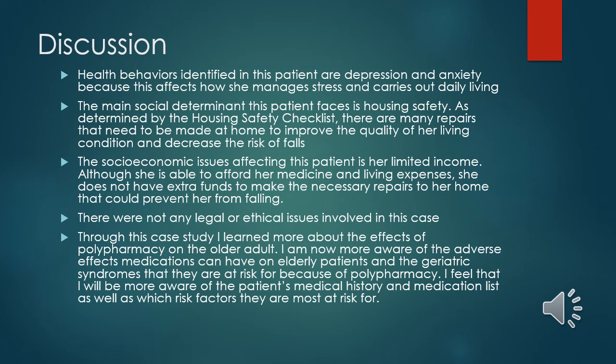Discussion. Health behaviors identified in this patient are depression and anxiety, because this affects how she manages stress and carries out daily living. The main social determinant this patient faces is housing safety. As determined by the housing safety checklist, there are many repairs that need to be made at home to improve the quality of her living condition and decrease the risk of fall.